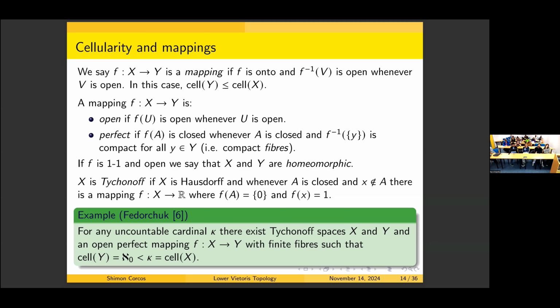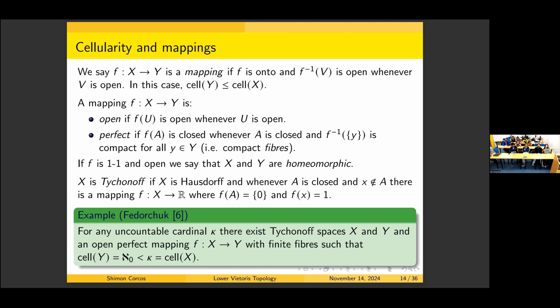And if f is one-to-one and open, we say that X and Y are homeomorphic spaces. Open perfect maps are very strong. They're very close to homeomorphisms. But even then, it is not enough to show that the cellularities of those spaces would be the same. And let me first introduce this notion here.